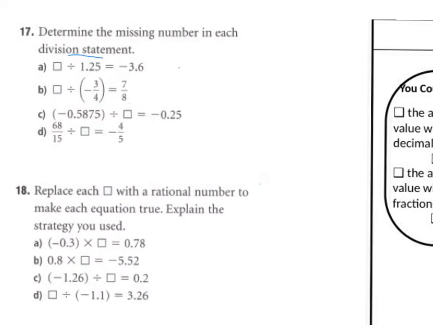So here, what number divided by 1.25 will give me negative 3.6? I do algebra and I go opposite of divide is multiply, so I can multiply both sides by 1.25 to get my answer. So it's negative 3.6 multiplied by 1.25, and I'll get a negative answer because a negative and a positive will give me a negative. Here I'm going to multiply by negative 3 over 4 on both sides, and that will get my answer.